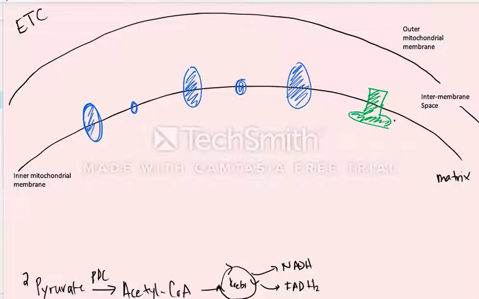And just to review, this is the inner mitochondrial membrane. This is the outer mitochondrial membrane. This is the intermembrane space. And on the inner mitochondrial membrane, we have a series of proteins, which shall remain nameless for the purposes of grade 12 in this video.